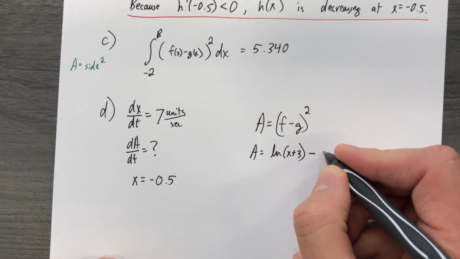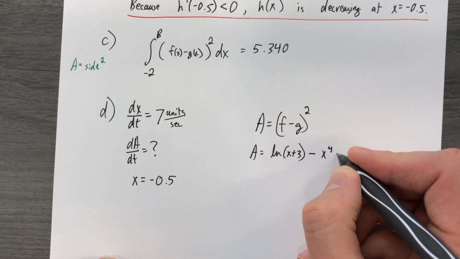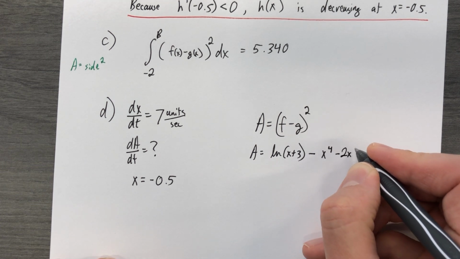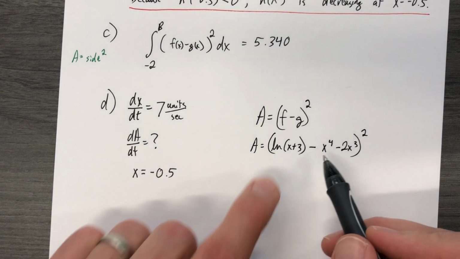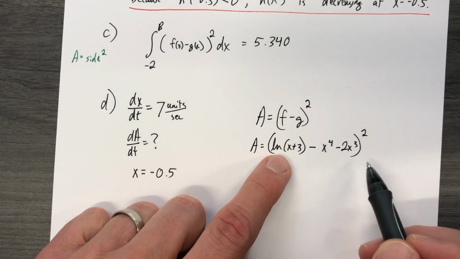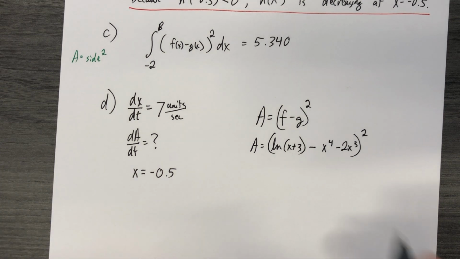minus x to the 4th plus 2x cubed. So I'm going to call it minus 2x cubed because we're just subtracting the whole thing, and we're going to square it. Now, if you're like, well, I'm going to FOIL this, but it's really 3 terms, so I'm not FOILing it. Don't. Okay, trust me.